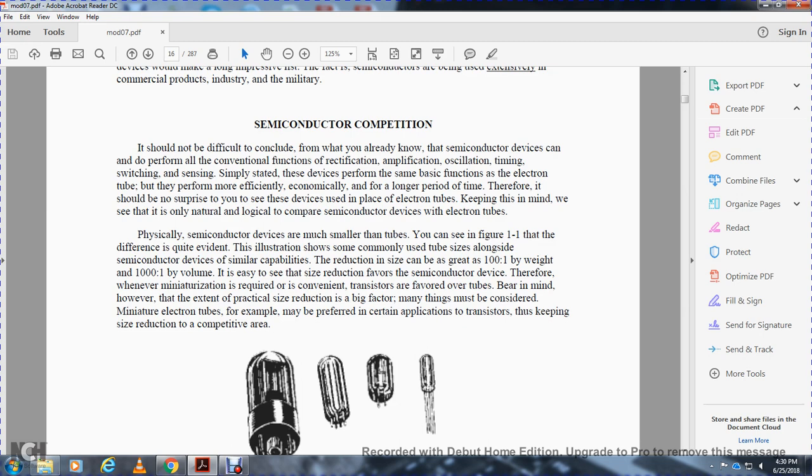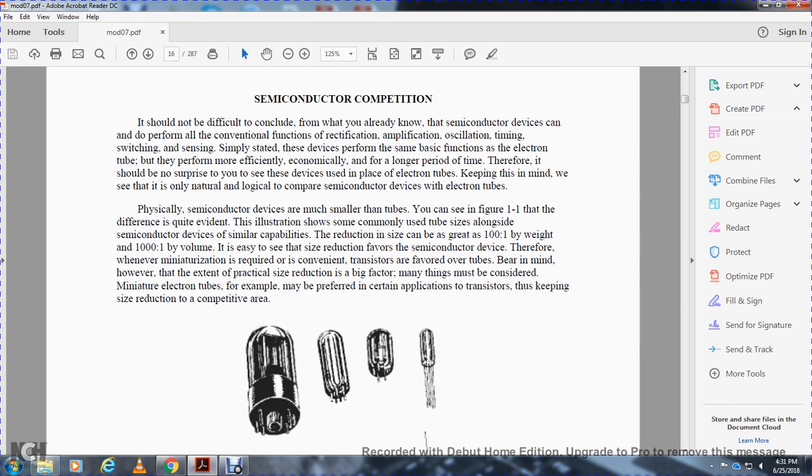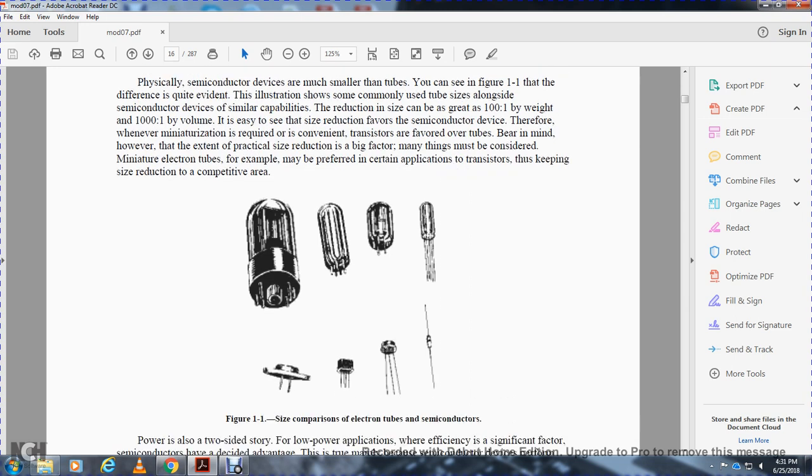Bear in mind, however, that the extent of the practical size reduction depends on bigger factors. Many things must be considered. Miniature electron tubes, for example, may be preferred in certain applications over transistors, thus keeping the size reduction a competitive area. Figure 1.1 shows the size comparison of electron tubes and semiconductors.